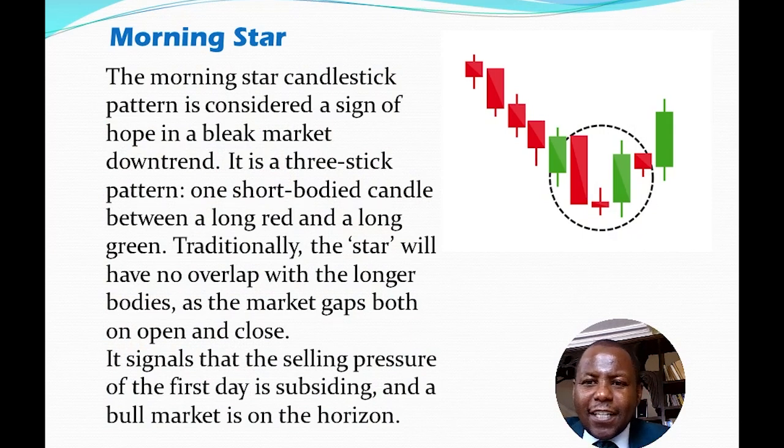So let's read on. The morning star candlestick pattern is considered a sign of hope. We had read that. It is a three-stick pattern: one short-bodied candle between a long red and a long green. Traditionally, the star will have no overlap with the longer bodies as the market gaps both on open and close. It signals that the selling pressure of the first day is subsiding and the bull market is on the horizon.